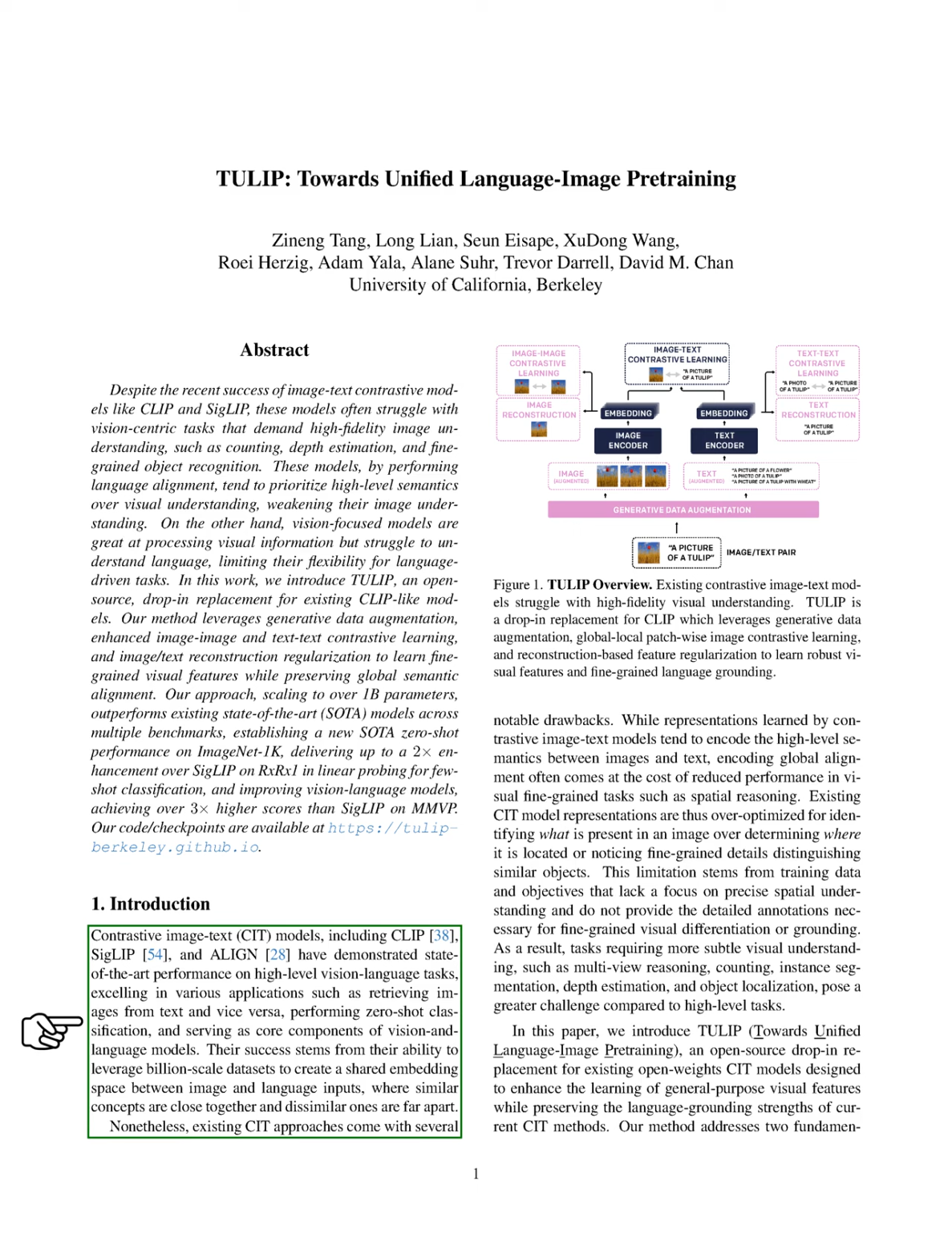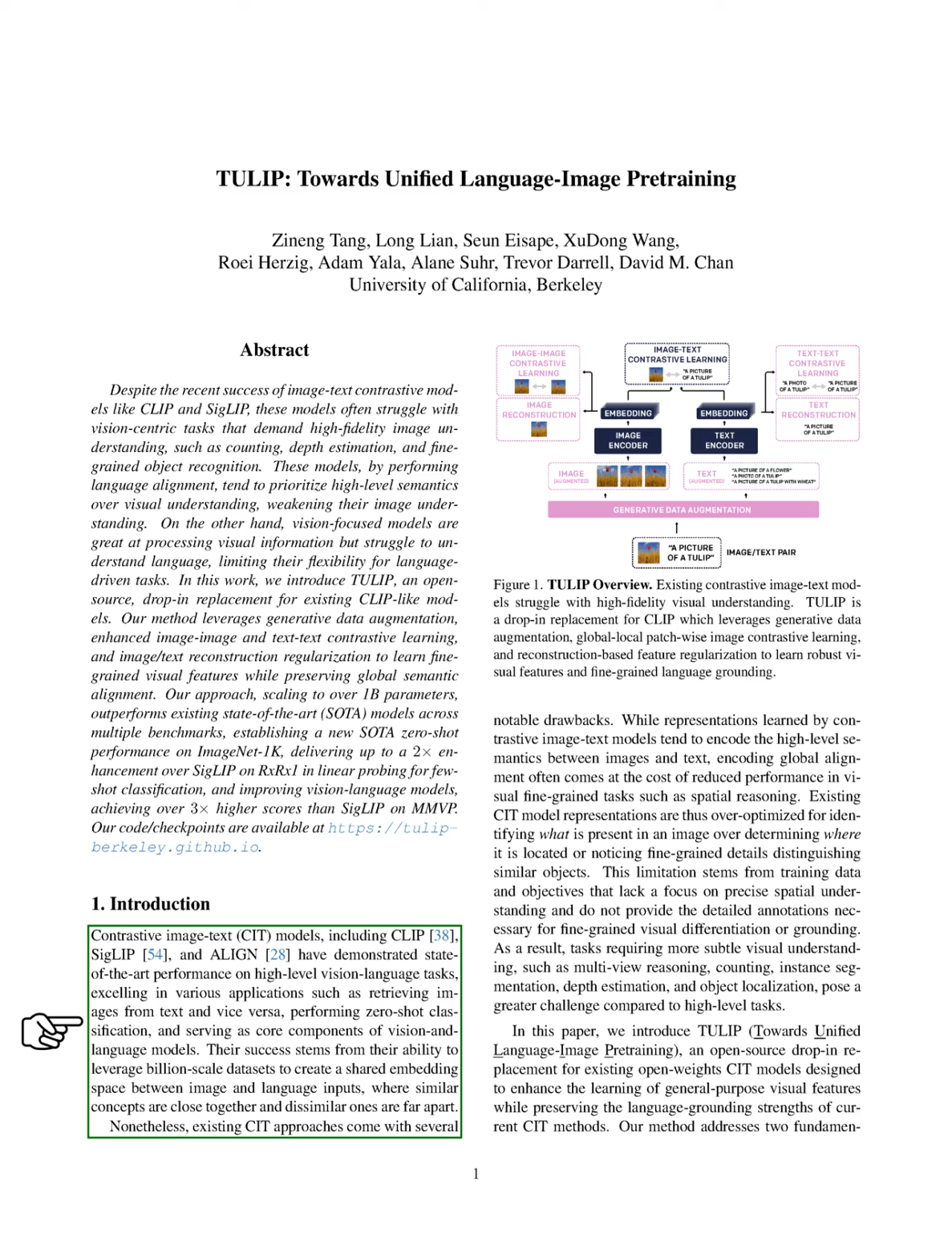Section: Introduction. In this section, we discuss contrastive image text (CIT) models like CLIP, SigLIP, and ALIGN, which have shown exceptional performance in high-level vision language tasks. These models excel in applications such as retrieving images from text, zero-shot classification, and serving as key components in vision and language systems. Their success is largely due to their ability to utilize large datasets to create a shared space where similar image and text concepts are close together.